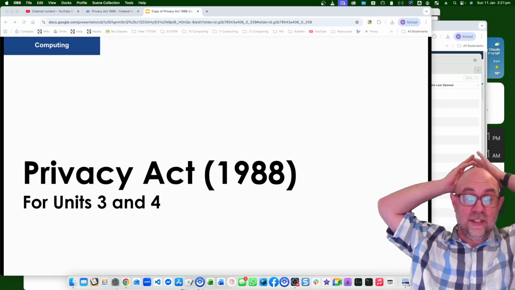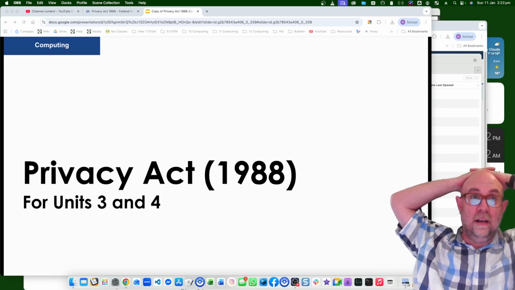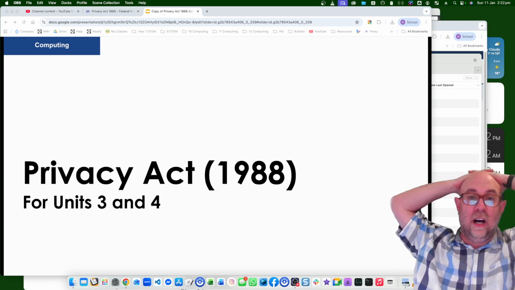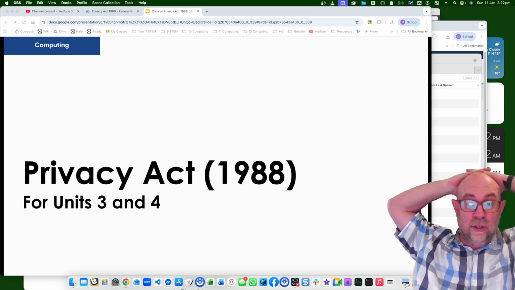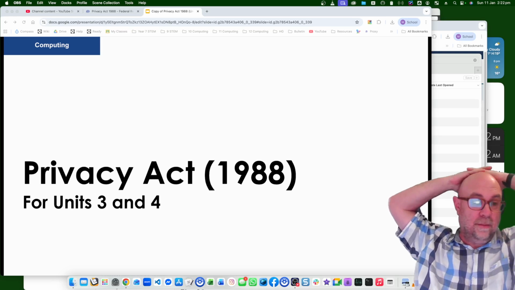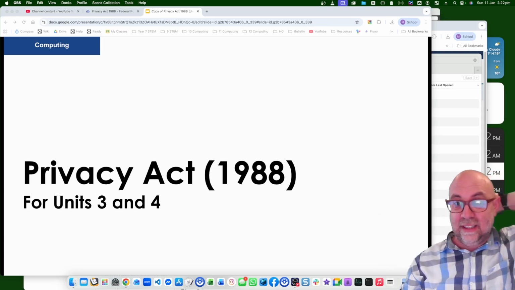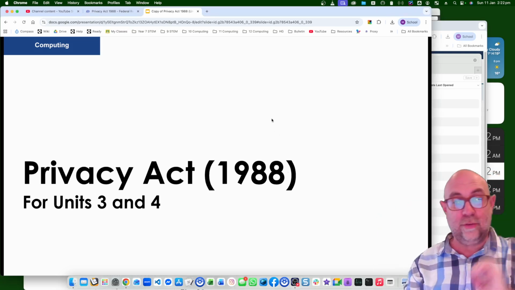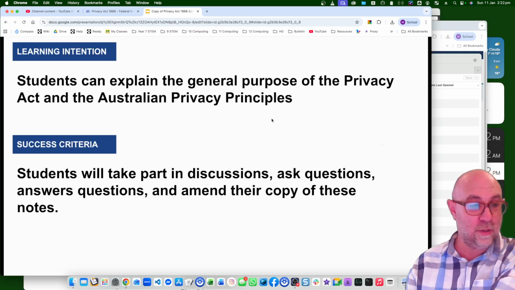The context of this is that this is intended for VCE computing students in Units 3 and 4 software development. I do have a separate presentation for students doing Units 1 and 2 computing, and I don't have any presentation for students doing data analysis because it's not something that I teach. So this is specific to Unit 3 and 4 students who are often in Year 12.